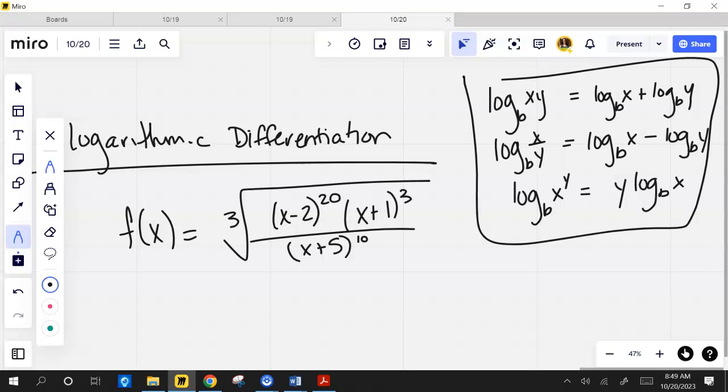Newton? There's a controversy on who actually.